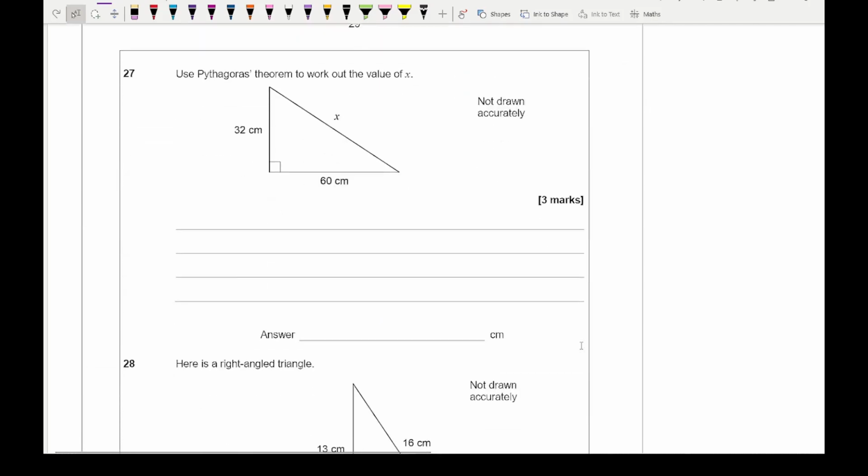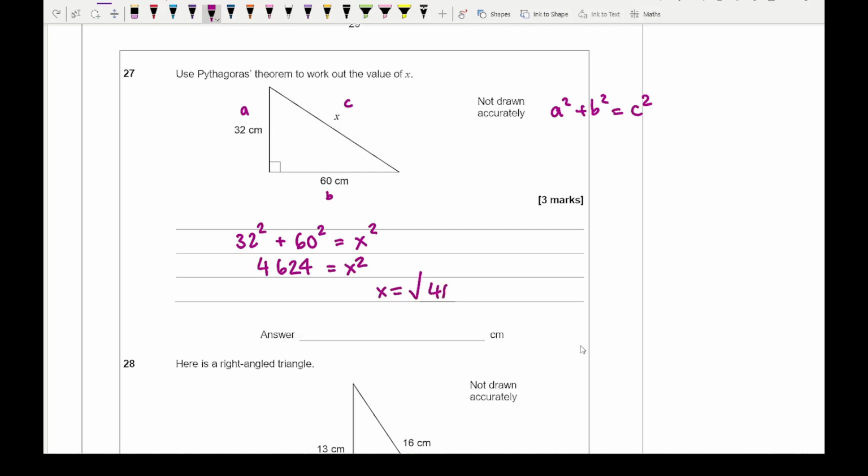Moving on to question 27, it says use Pythagoras' theorem to work out the value of X. So Pythagoras' theorem is a squared plus b squared equals c squared. C is always the longest side, or the side that's opposite the right angle. So these two sides are going to be my a and b. So substituting those values into Pythagoras' theorem, we get 32 squared plus 60 squared equals x squared. Typing that all into my calculator, I get 4,624 equals x squared. So x is going to equal the square root of 4624. And typing that into my calculator, I get an answer of 68.